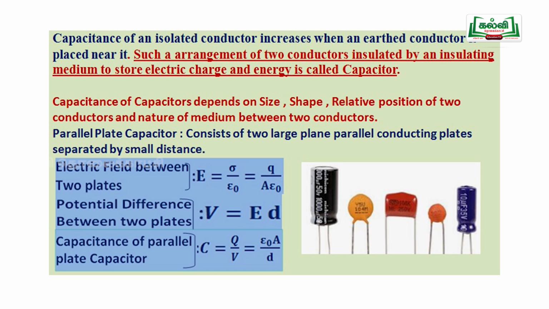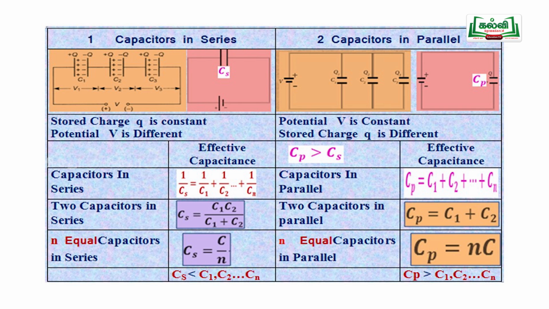The electric field between the two plates will be E is equal to sigma by epsilon naught, that is Q by A into epsilon naught. The potential difference between the plates will be equal to E into D, and the capacitance of a parallel plate capacitor C is equal to Q by V, that is equal to epsilon naught A by D. So, clearly capacitance depends upon the nature of the medium, the distance between the two plates, and the shape of the conductor A.